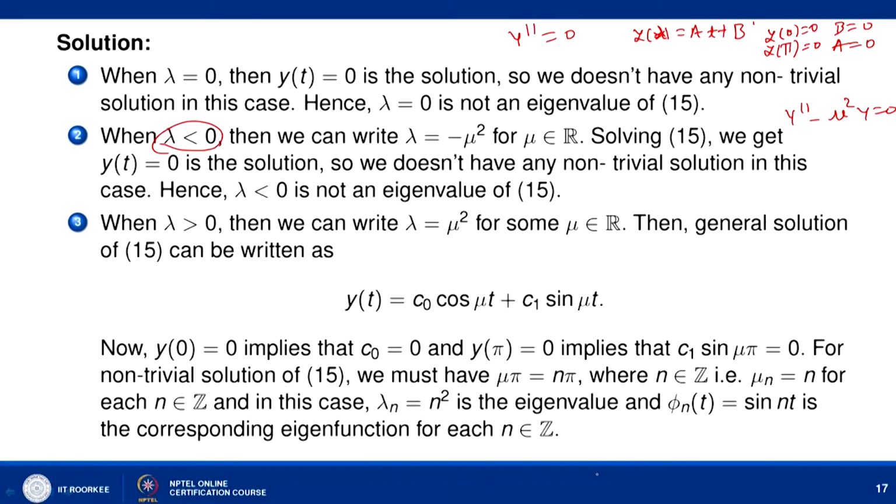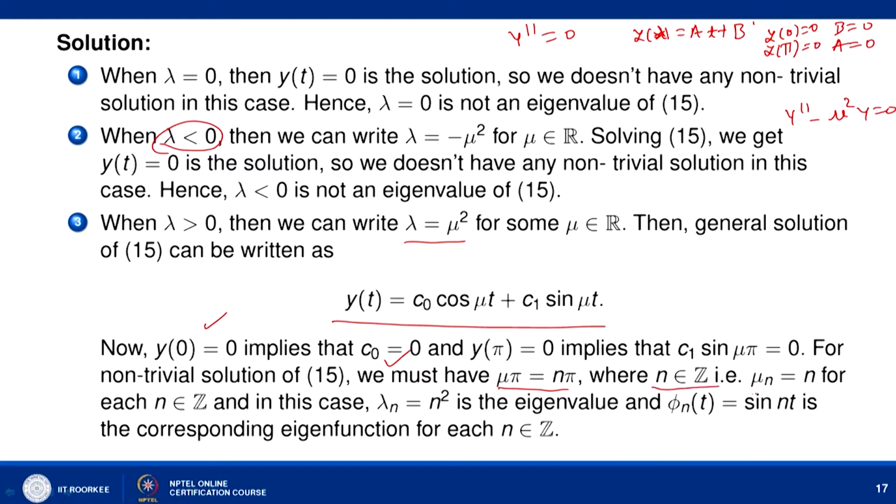So, here we can say that when lambda is greater than 0, then we can write lambda equal to mu square as we have pointed out, and the solution is given as y(t) equal to c naught cos of mu t plus c1 sin of mu t, and when you use y(0) equal to 0, we know that c naught equal to 0, and y(pi) equal to 0 implies that c1 sin mu pi equal to 0, and we have a non-trivial solution only when mu pi is equal to n pi, where n is any integer value.